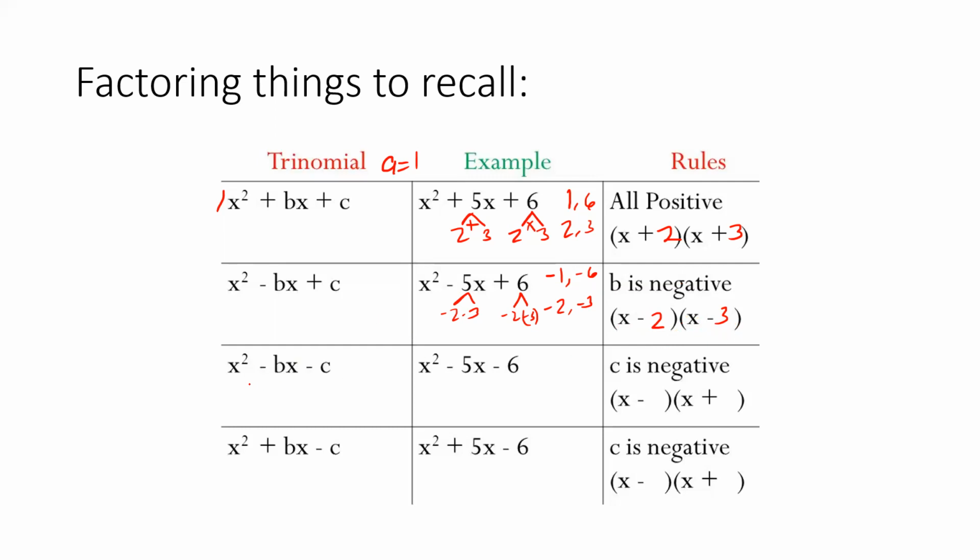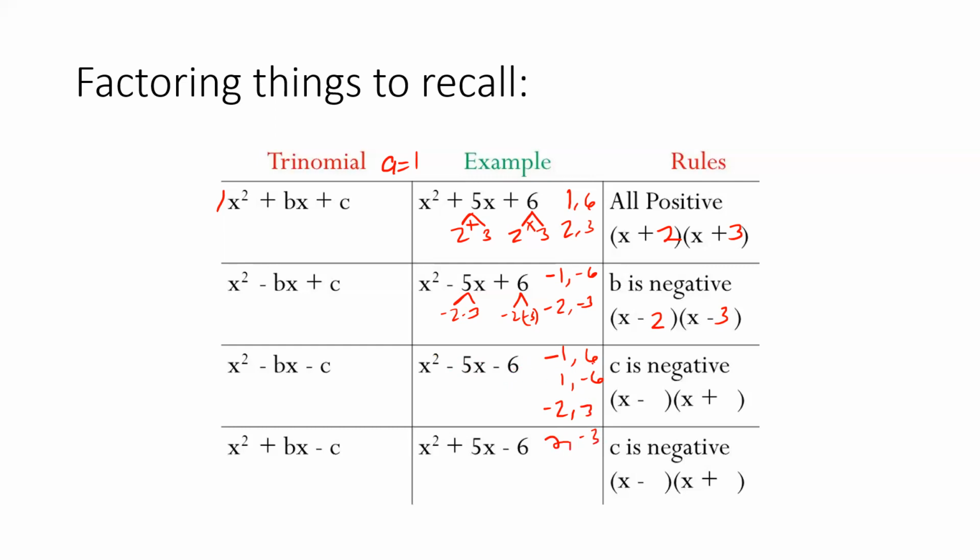Okay? What if I have a negative bx and a negative c? What does that look like? Well, if I need a negative product, there's only one way to get a negative product, a negative and a positive number. So what negative and positive number will sum to give me negative 5? Would it be negative 1 and positive 6? Would it be positive 1 and negative 6? Or would it be negative 2 and positive 3? Or positive 2 and negative 3? So these are my options.